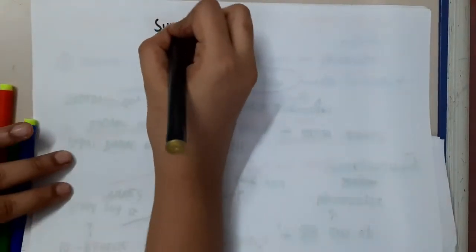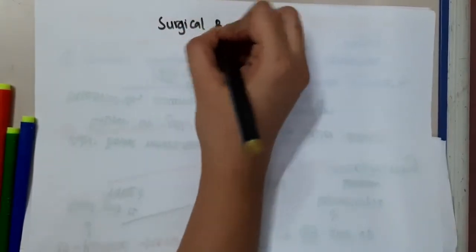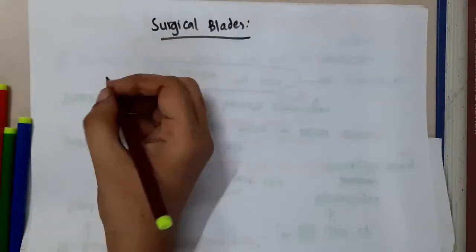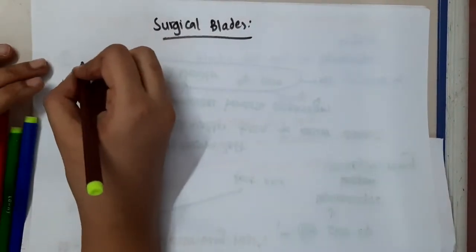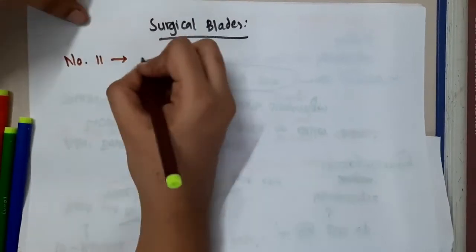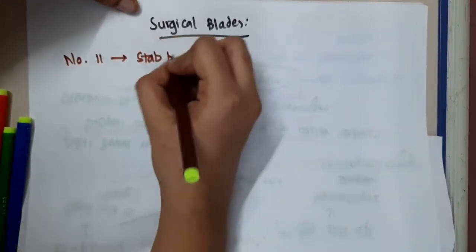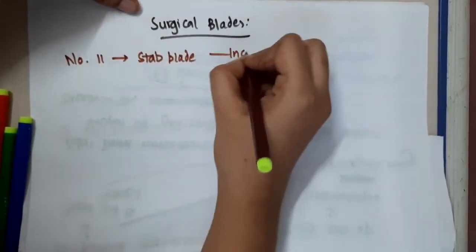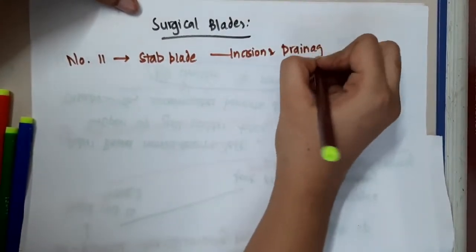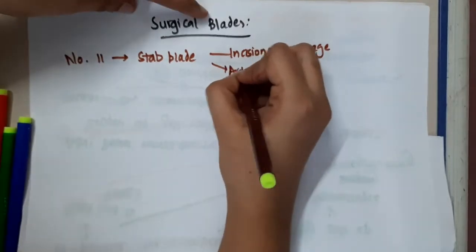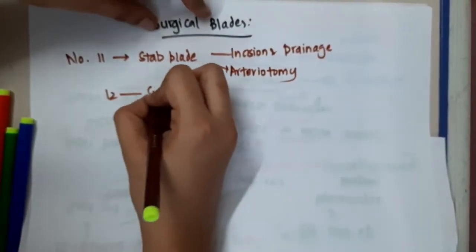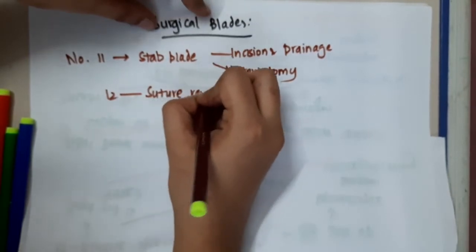Hello friends, let us now learn some important points about surgical blades. Surgical blades are present in various numbers. Important numbers are: number 11 is a stab blade, which is used for incision and drainage. This is also used for arteriotomy. Then we have number 12 blade, which is used for suture removal.